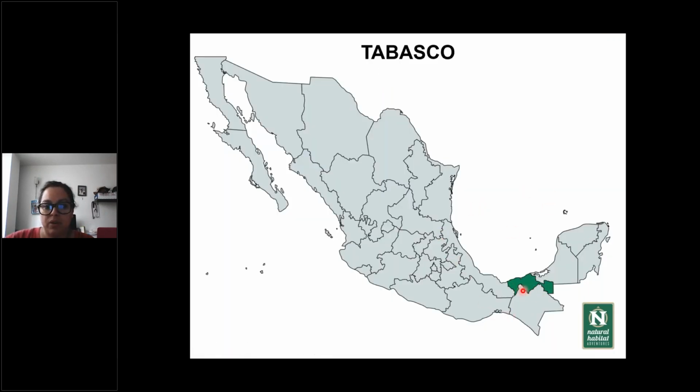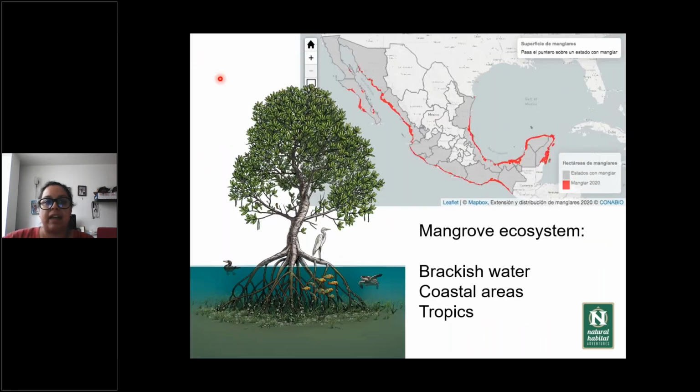Okay, so from Veracruz we go a little bit to the southeast of the Gulf, and we find Tabasco state. And here I want to tell you a little bit about the mangrove. The mangrove ecosystem is, let's say, kind of like a forest on the coast, on the edge of the continent. But you only find this in tropic waters, and usually only in brackish water or salty water or seawater.